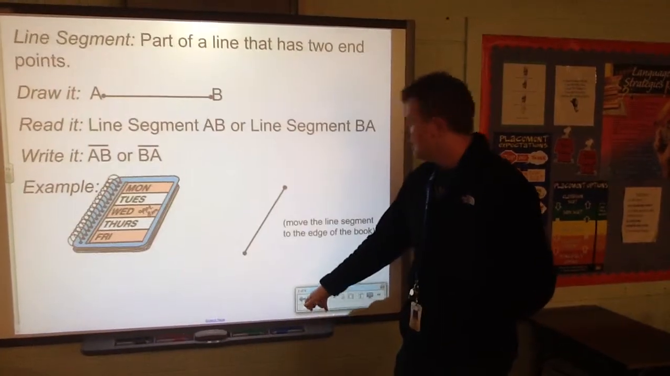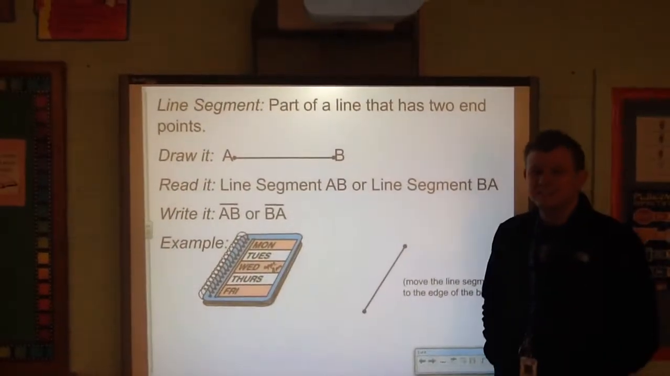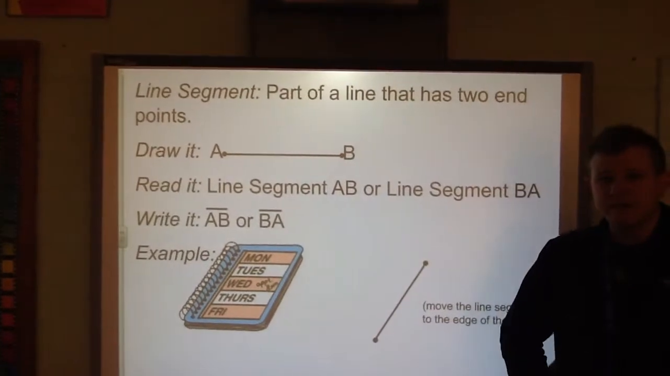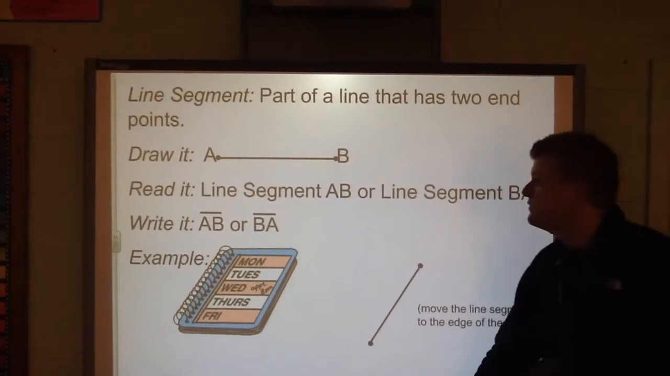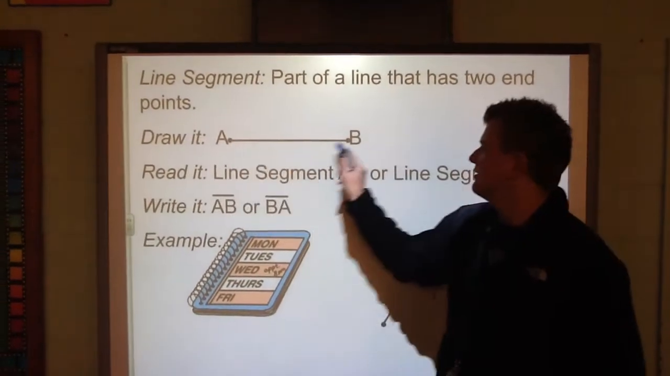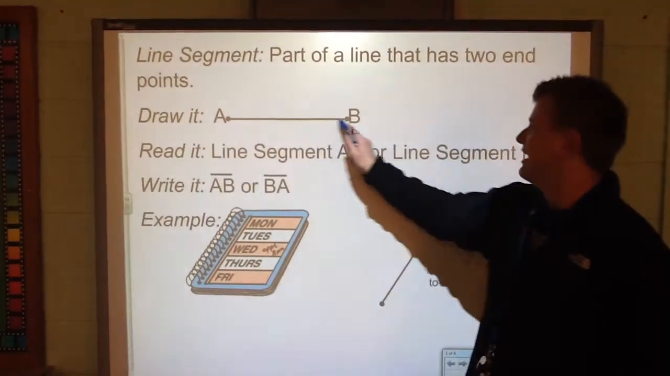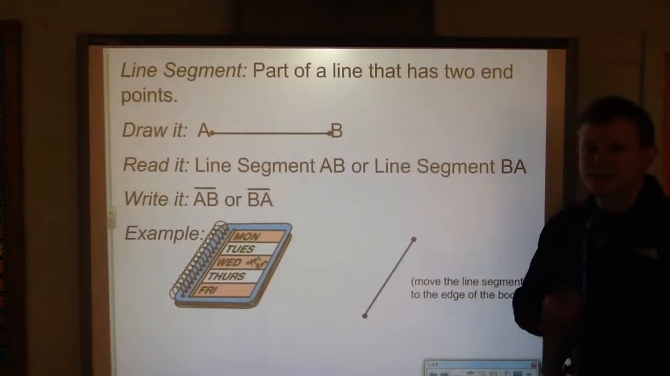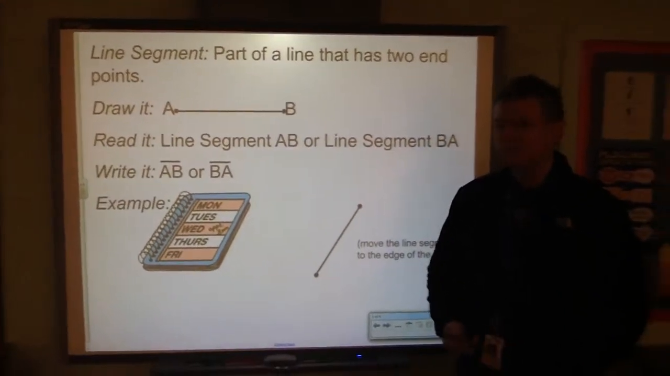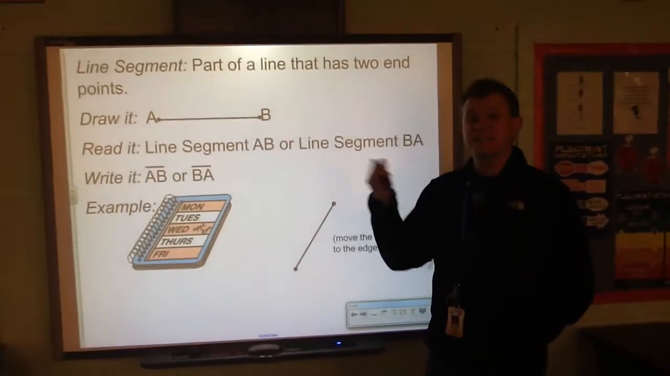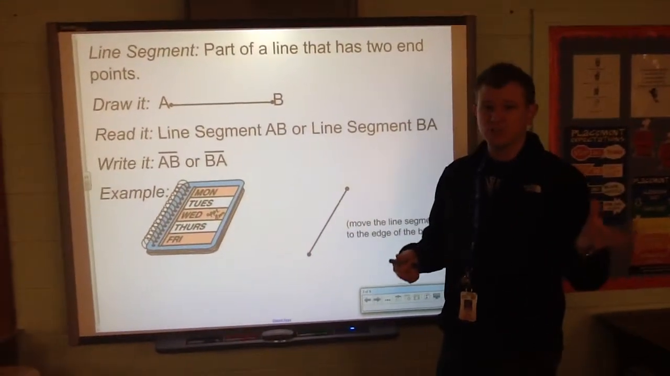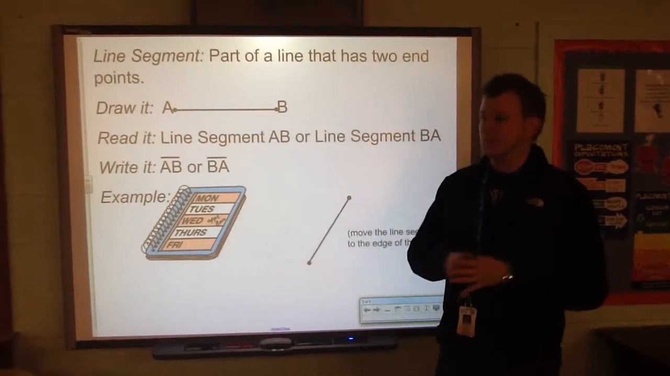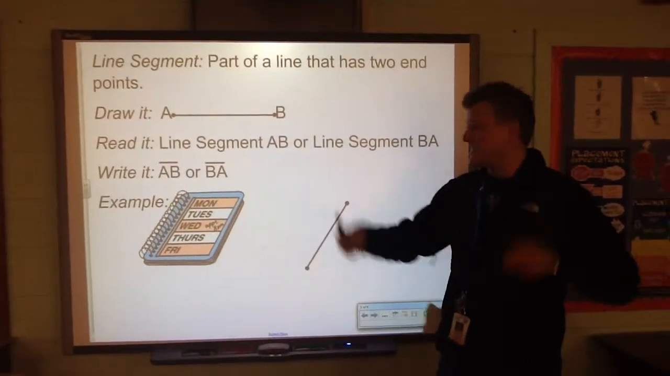Next definition. A line segment. It's part of a line that has two end points. See how we just talked about points? Well, here's point A, here's point B, and here is the line segment that goes between point A and point B. When we talk about lining up and walking through the hallways in line, you're not really in a line. You're in a line segment because you have your first person in line, you have the last person in line, and the line segment is in between those two people. The line doesn't keep going on and on. It's a line segment.